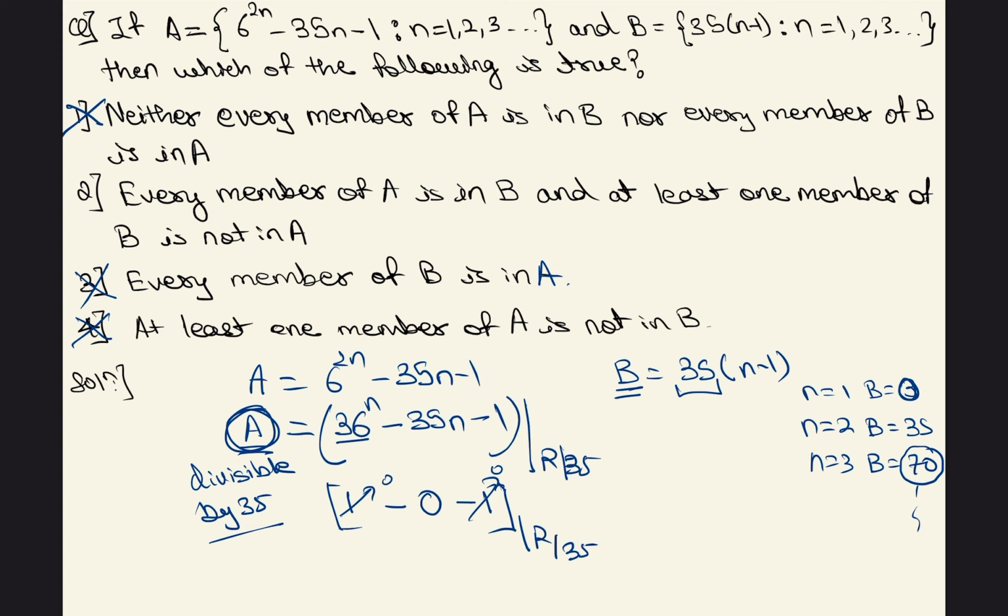Hence the answer is 2, because we have figured out such members which are in B but not in A, and this statement takes care of both points: that every member of A is a part of B, and that some elements, more than one, are in B but not in A. I think that takes care of this question.